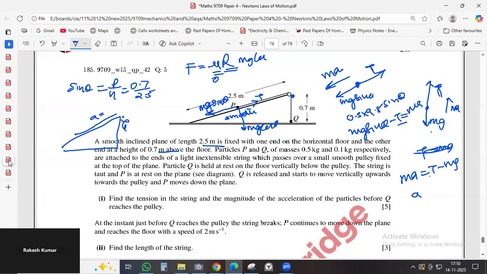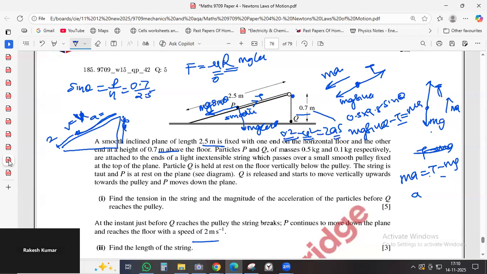Once the string breaks, then whatever was the velocity at this point, that velocity you will get, and that will be u. You can always calculate it. The acceleration we know. So till the time here, the distance is 0.7, and v squared minus u squared is equal to 2as. Acceleration we know from this equation, u was 0, so v we will know. So at this point that v comes here.